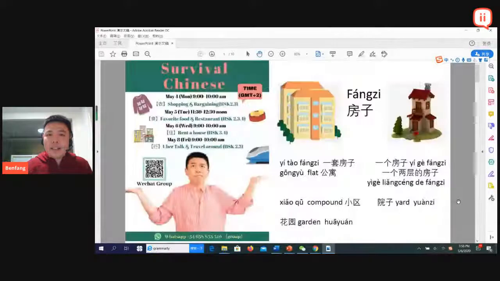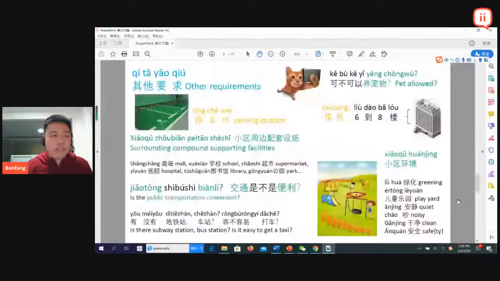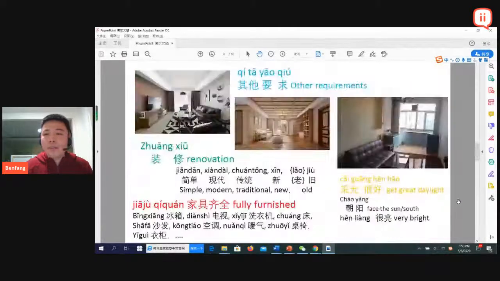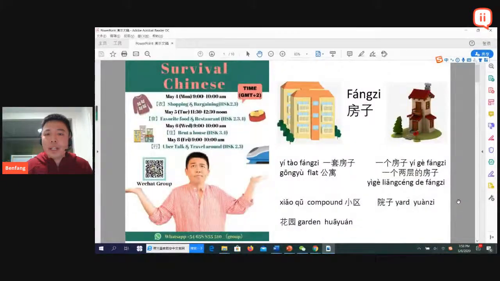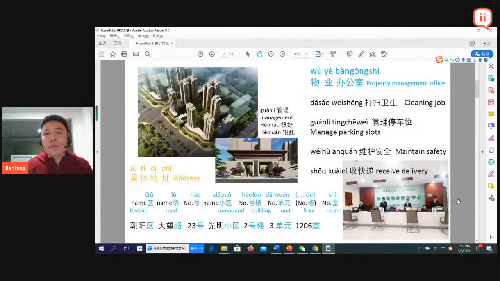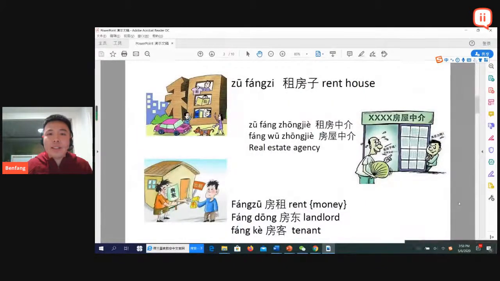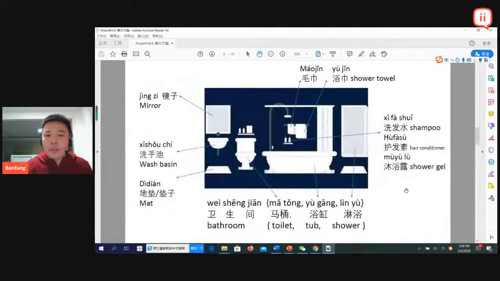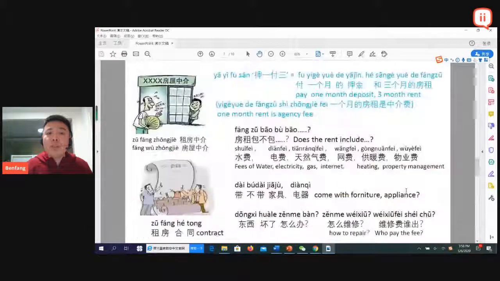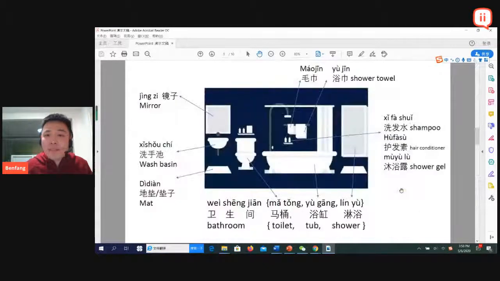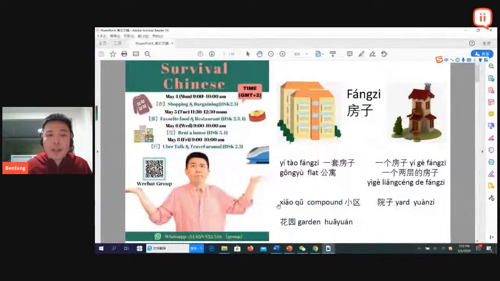So just a quick look at the things we learned today. Today we checked the house, how to tell the compound, the address, and we also saw how to tell the rooms and also how to sign the contract. Now I found out my iPad has a problem, so maybe I missed some of your chats earlier. 不好意思.